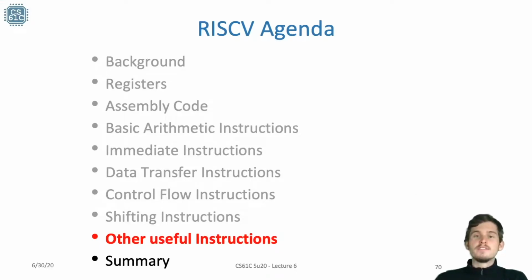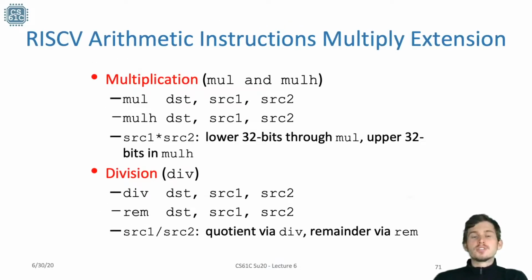Hello everyone. The final video of today's lecture is just about some other useful instructions that you might need in RISC-V programming. So the first thing I want to go over are the RISC-V arithmetic instruction multiply extension. Specifically, I want to point out that this is an extension, which means that this is not necessarily going to be guaranteed to be supported by all RISC-V CPUs, though most of them will in general have this extension in it, as it is very useful.